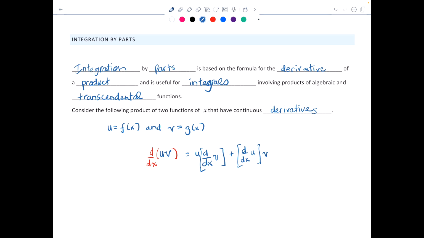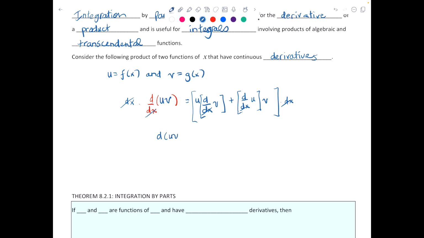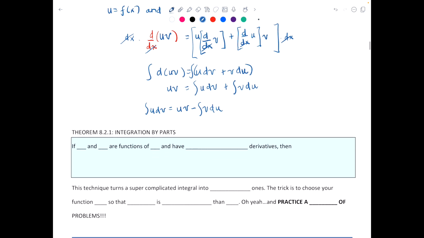Now, dx is just a small change in x, so you can almost think about it as multiplying it out, clearing it out, and then we're left with these differentials. Okay, so now we have d(uv) is equal to u dv plus v du. Now, integrating both sides, we'll just get uv on the left side, and then we can split this integral into the sum of two integrals. And so what'll happen is, if we isolate u dv, we'll end up with u times v minus the integral of v du. And that, my friends, is the formula for integration by parts.